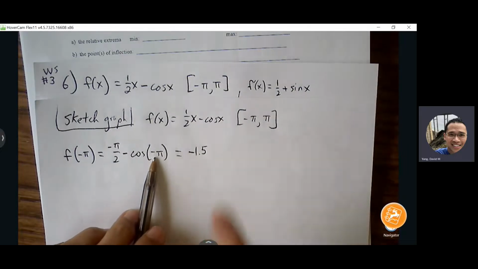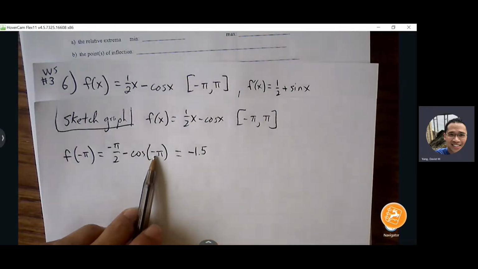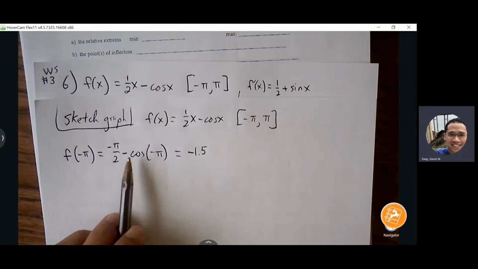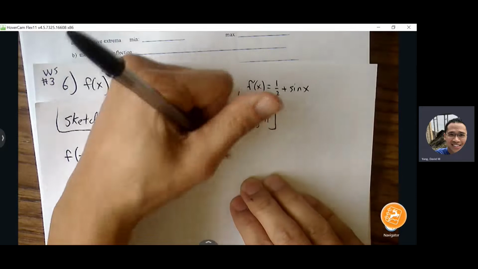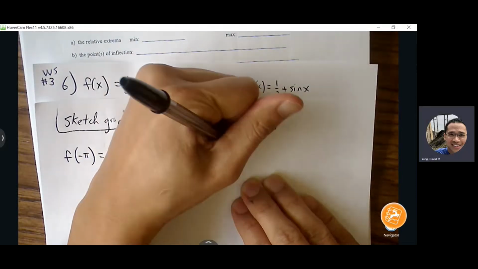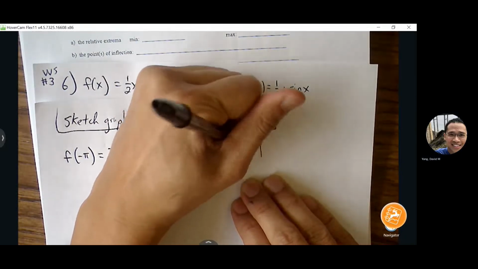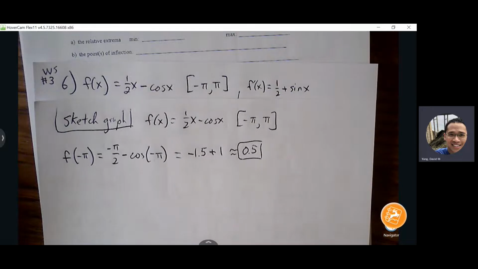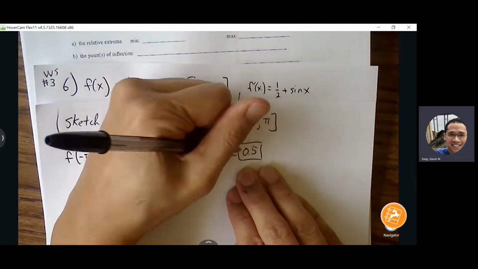Cosine of negative pi, if you don't recognize it, you can add 2 pi to this, which will turn into pi. Cosine of pi is negative 1. Negative times negative is positive, so plus 1. This is going to be around 0.5. I'm sorry, negative 0.5.